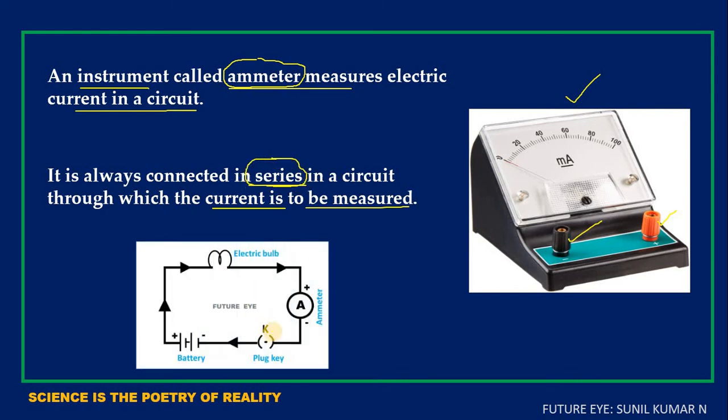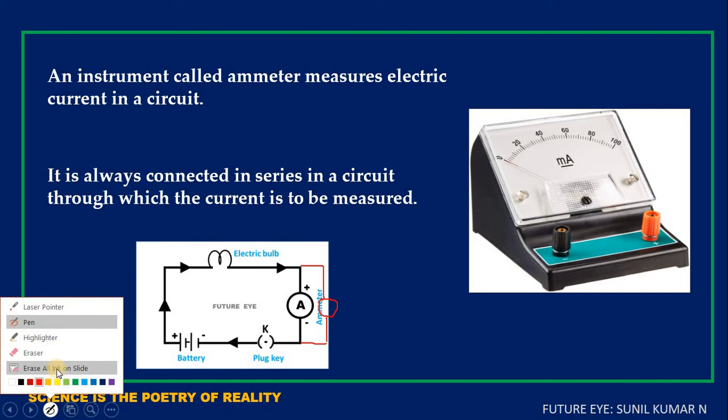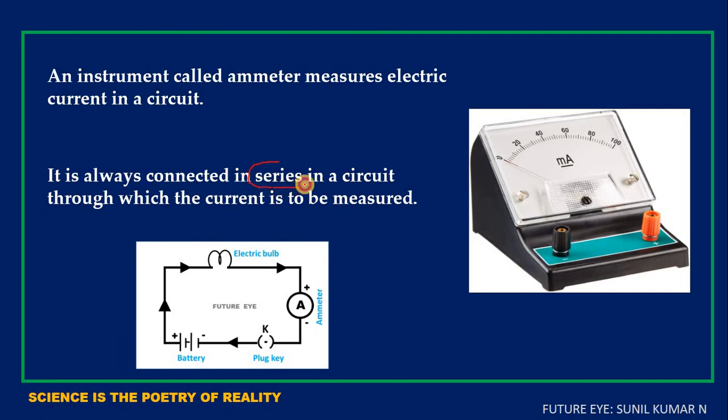So just look at this electric circuit here. You can easily understand. Here there is an ammeter, and the ammeter is connected in series. Series means this. Otherwise you can place the ammeter here, otherwise you can place it here. But the ammeter is not connected in parallel. Parallel means like this, which is parallel to the electric circuit. An ammeter is never connected in parallel to the electric circuit. An ammeter is always connected in series in a circuit. This is a very, very important thing.